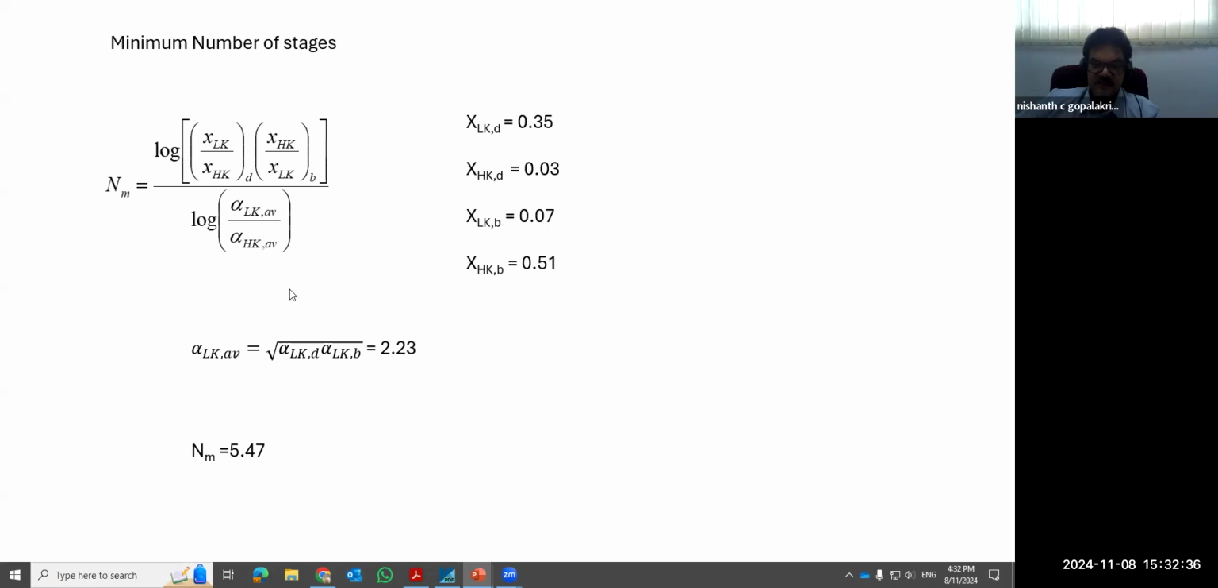So if you substitute, and of course, HK should be 1 because it has the same value at the top and bottom. So when you substitute these values, you should be getting the minimum number of stages to be 5.47. So what it means is, if we use infinite reflux in order to get the desired composition, that means these compositions at the top and bottom, there should be 5.47 number of stages.